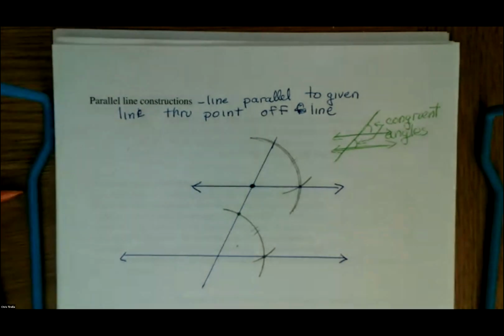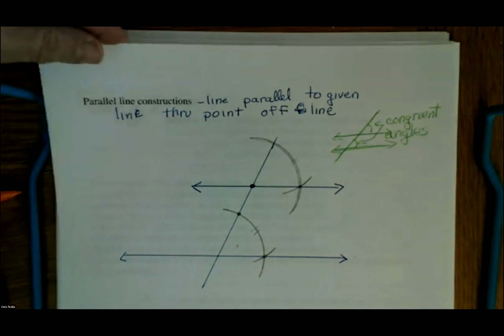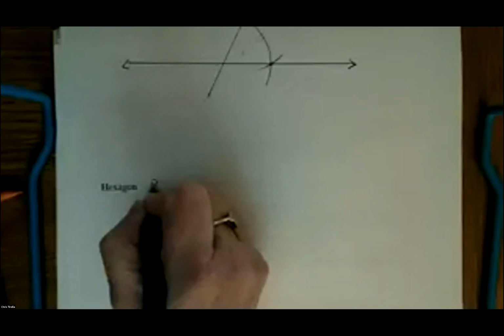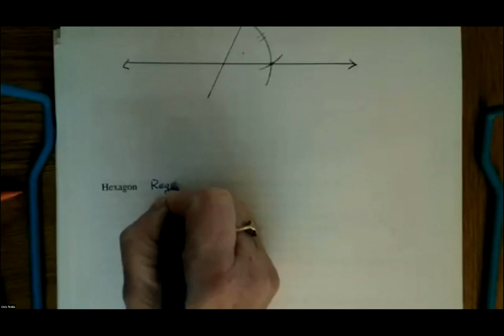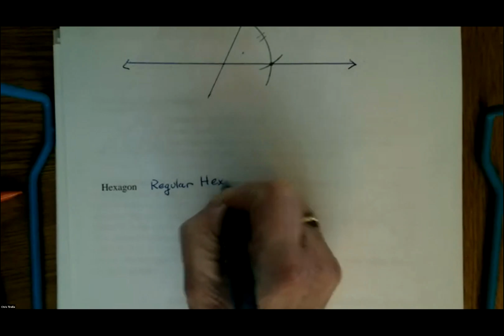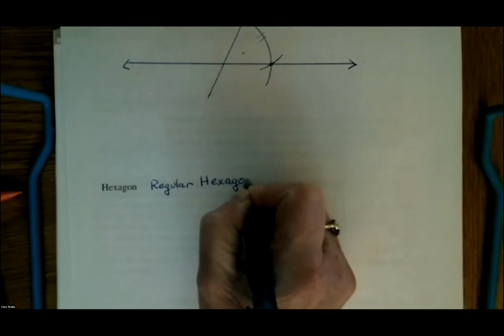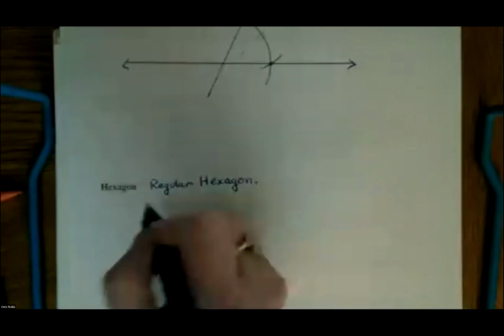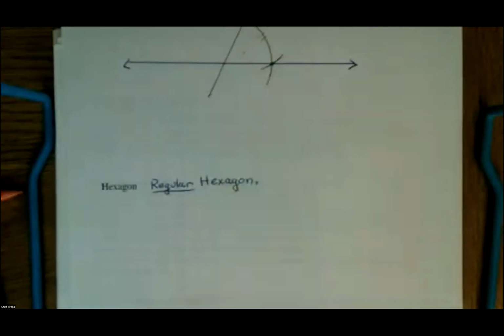Now, do we have time for one more construction? This is a fun one. The last one isn't just a construction of any hexagon, it's a regular hexagon. And can anybody refresh my memory on what it means for that polygon to be regular?